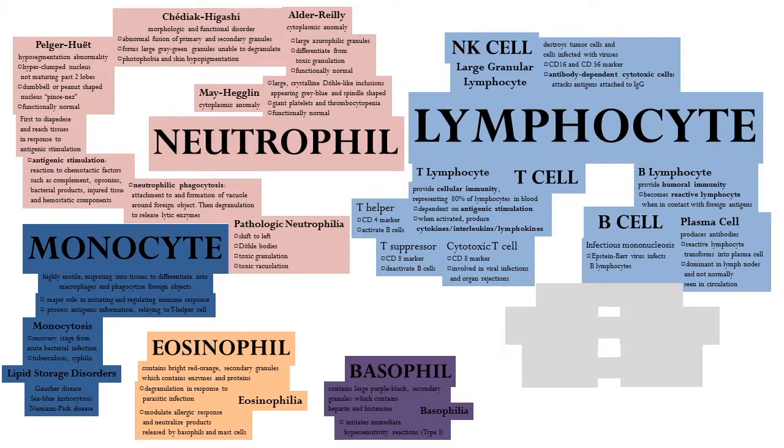Malignant disorders of the lymphocyte. In general, what is the difference between leukemia and lymphoma? Leukemia originates in the bone marrow and is initially systemic, whereas lymphoma originates in the lymphoid tissue and is initially localized.